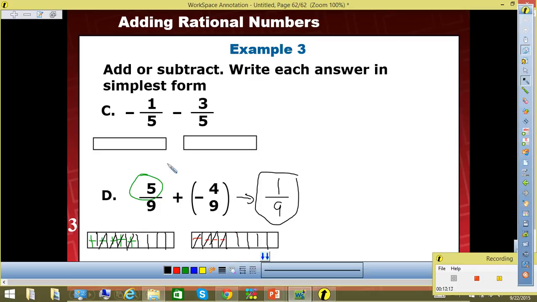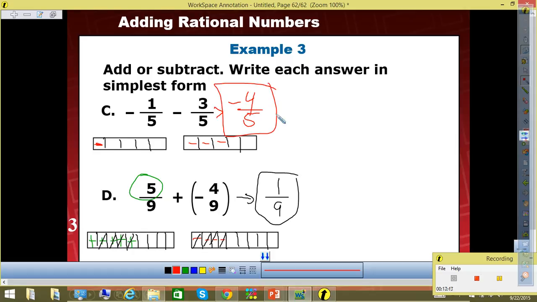All right? How many spaces do we need them? 5, so we need 4 tallies. 1, 2, 3, 4. 1, 2, 3, 4. This one is 1 negative. This one is 3 negatives. Do we have any zero pairs? No. And how many negatives do you see? 4. And these are fifths, right?